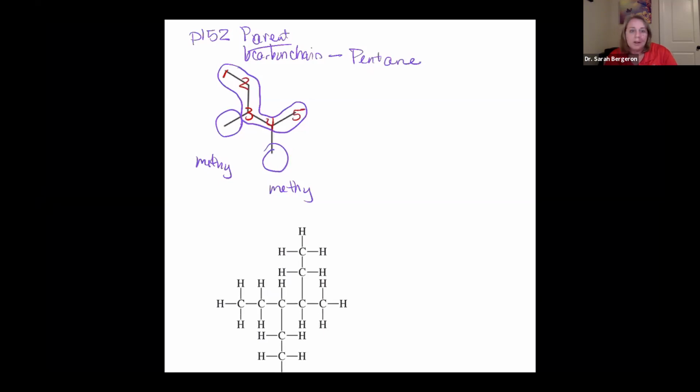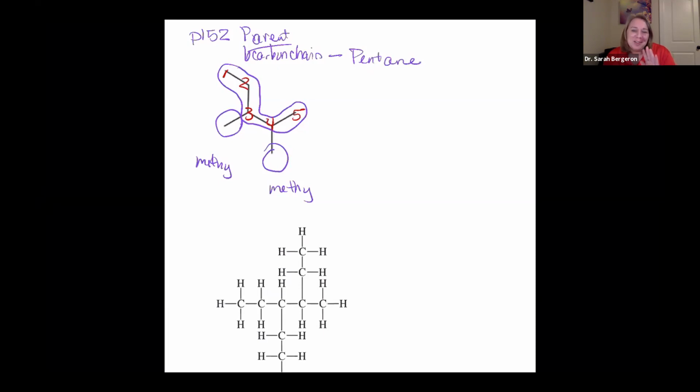How did I do that? Did I do that wrong? 1, 2, 3, 4, 5. Pent is 5. How did I count 6? It's 5. Pent is 5. We have 5. Okay, I must have misnumbered. So you got 5.